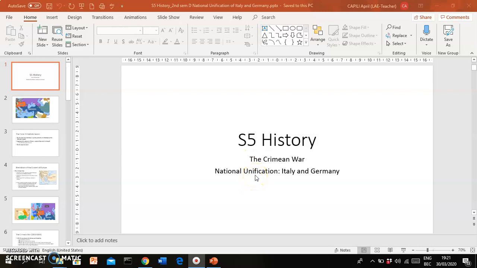Today we're going to start getting into a consideration of the formation of nation states. So we're going to focus on two instances, okay? The foundation of Italy as a nation state, as well as that of Germany.